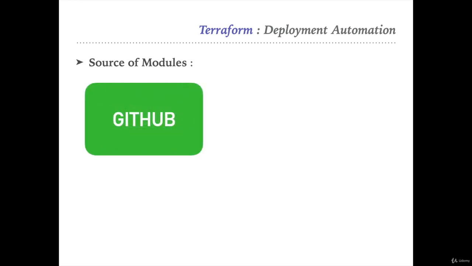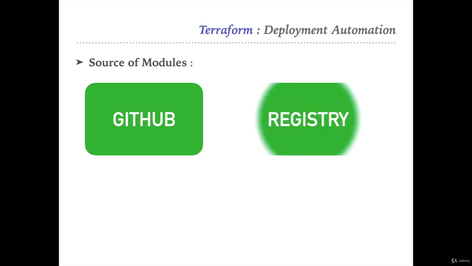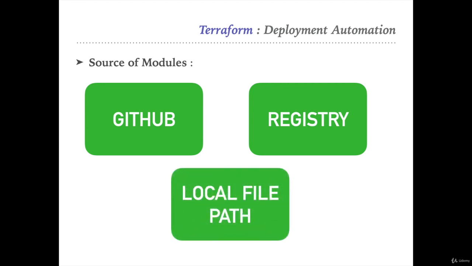The first is GitHub. Terraform handy or ready-made modules are present on GitHub repositories. You can directly consume the modules from the GitHub repository. The second source of the module is the registry itself. You remember we were working on the Terraform registry, right? You can use the Terraform registry to get the modules. And the third is the local file path. You can create your own module, and you can define the local file path inside the source, so that you can use your own modules if you don't have any ready-made or handy module in Terraform, right?